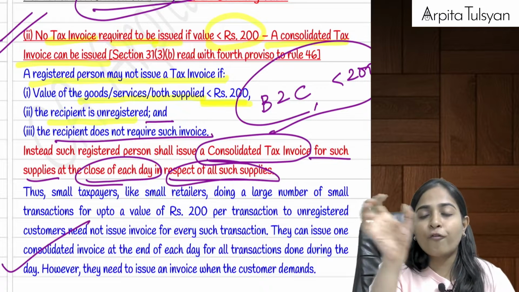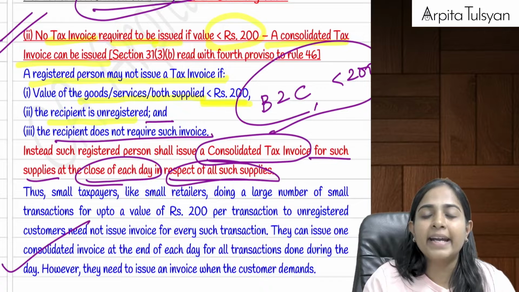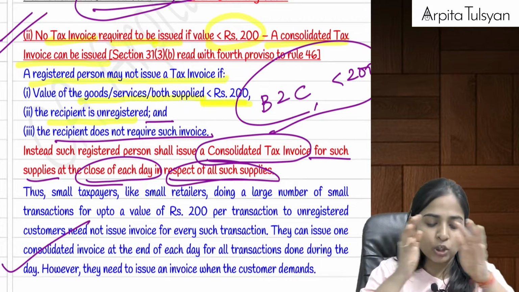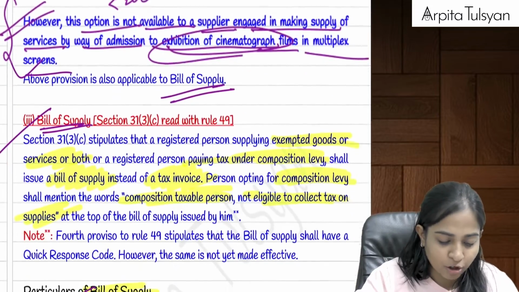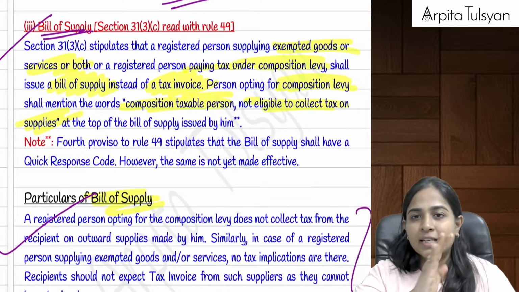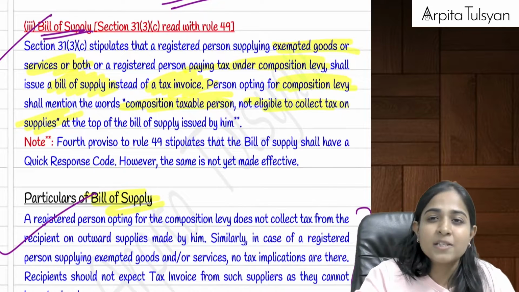So for all these supplies done during a day, at the end of the day you can issue a consolidated tax invoice for the same, right? Then after that, this was all about your tax invoices. Now going on to the next document, that is bill of supply.